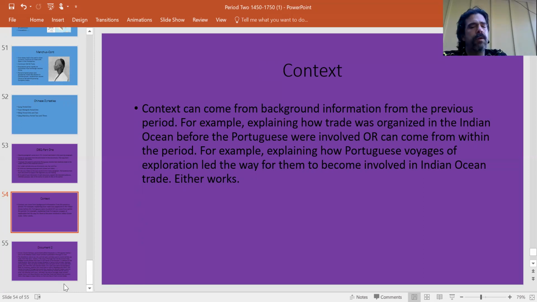Or you can use information from within the period to set it as background. So the question is the Portuguese in the Indian Ocean. If you explained how the Portuguese got to the Indian Ocean, for example, the Portuguese using new technologies like the lateen and caravels to try to find a way to India. Through the exploration of the African coast by explorers like Diaz and da Gama, Portuguese mariners will ultimately make their way into the Indian Ocean, where they will attempt to get involved in Indian Ocean trade. So this question is about trade, and I took a theme, explorations, and tied it to the topic to explain why the Portuguese are here. That's an example of context. Both examples work.